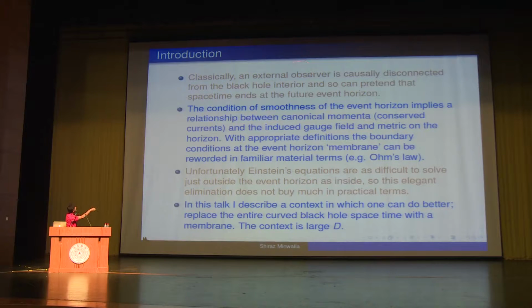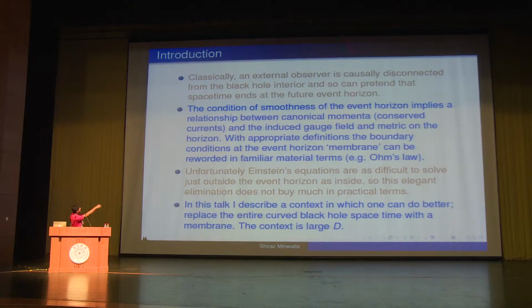Now, the condition of smoothness of this event horizon can be worded as a boundary condition on this event horizon. After making appropriate definitions, the boundary conditions can be worded as relations between the induced metric and gauge field on this event horizon, and canonical momenta to the induced metric and gauge field on the event horizon. And can be worded in terms that take a familiar form in material terms. For instance, a boundary condition that reminds you of Ohm's law on this event horizon membrane.